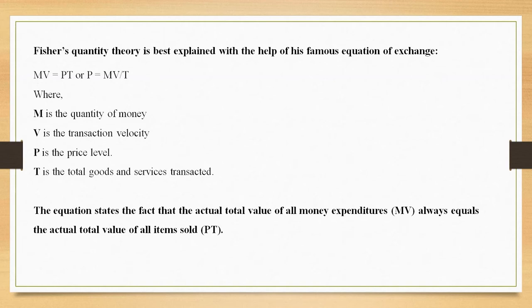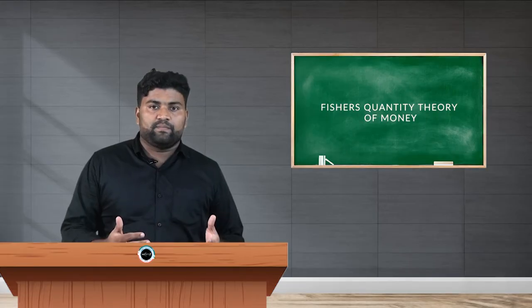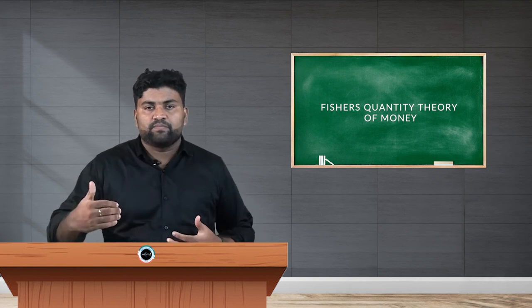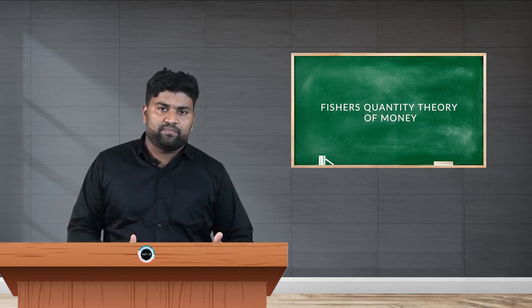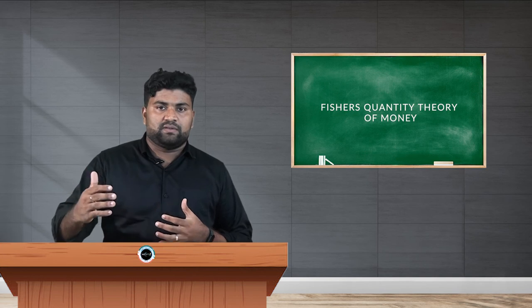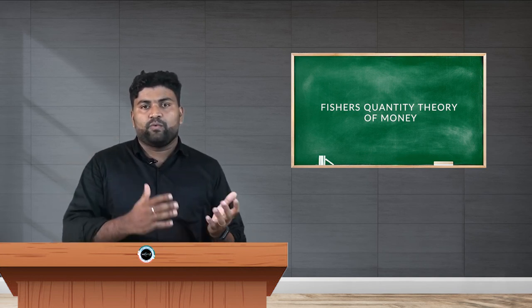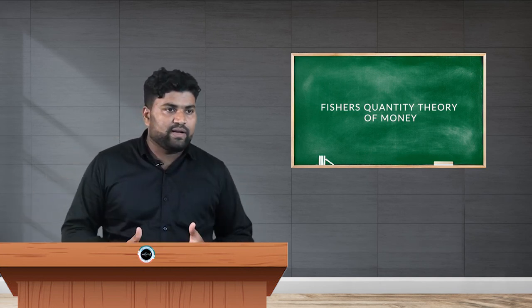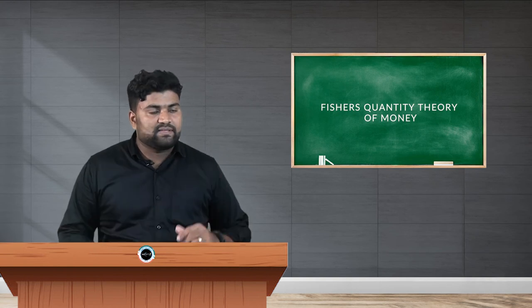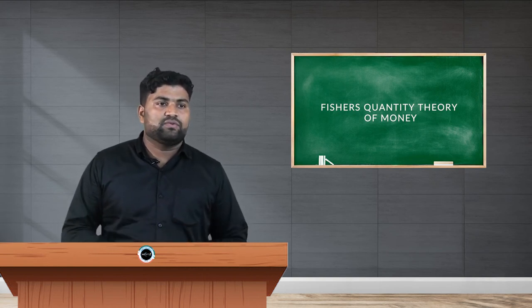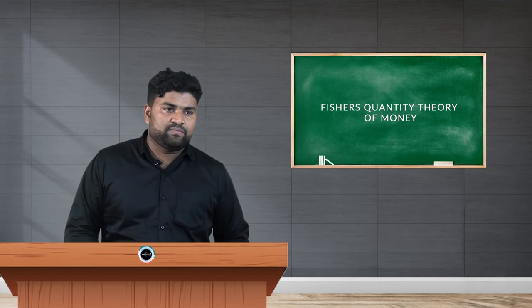Here in his equation, M is the quantity of money, V is the transaction velocity. Velocity means the way money circulates or passes from one hand to another hand. In what way? Whether it is very speedily or very slowly. How it passes from one hand to another hand is called the velocity of money. P is the price level and T is the total goods and services transacted.